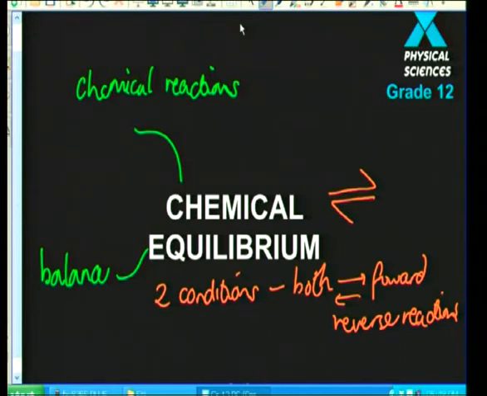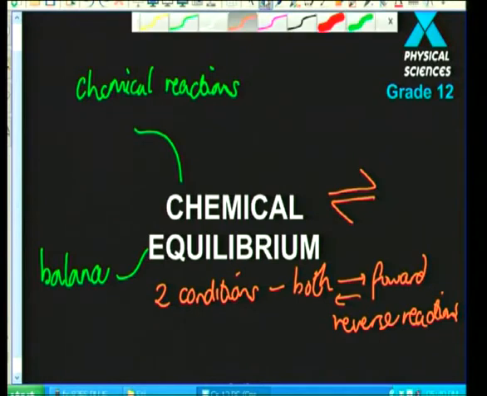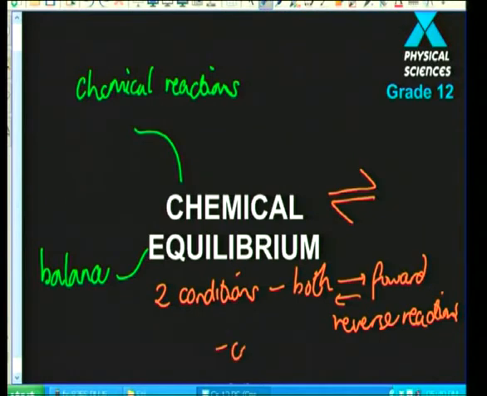The second condition is that you must have a closed container. What do I mean by a closed container? Well, we can't have any of the stuff escaping into the atmosphere. It can't be escaping out. We are trying to make sure that this whole thing is an isolated environment, so that both the forward and the reverse reactions do take place simultaneously and at the same speed.